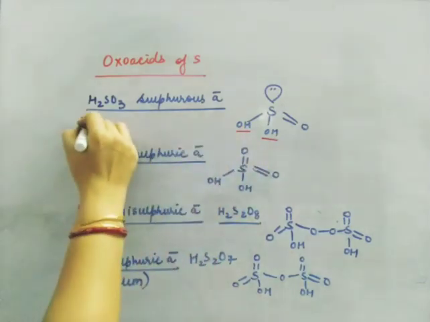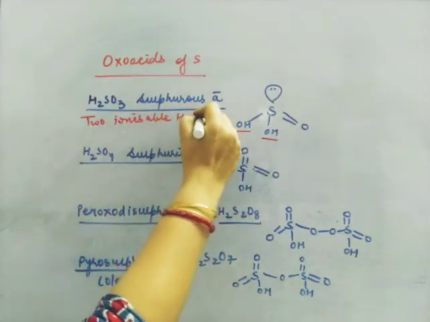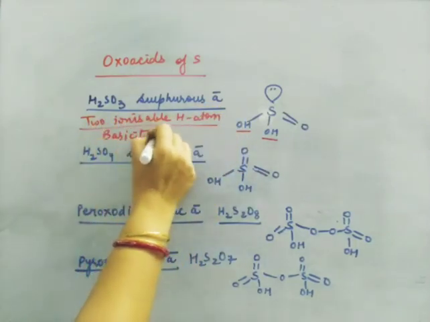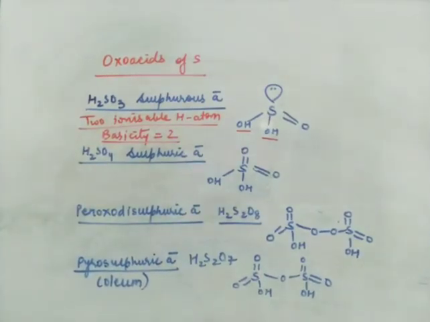Since there are two ionizable hydrogen atoms, what is the basicity? The basicity of sulfurous acid is 2. And what is the meaning of basicity? It is the number of H plus ions given by an acid. There can be monobasic, dibasic, tribasic acids like this. So sulfurous acid is dibasic.